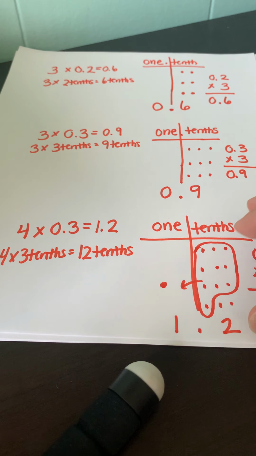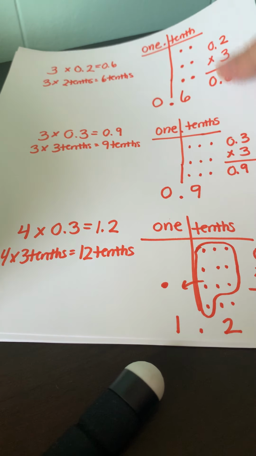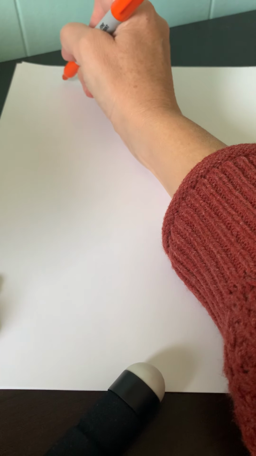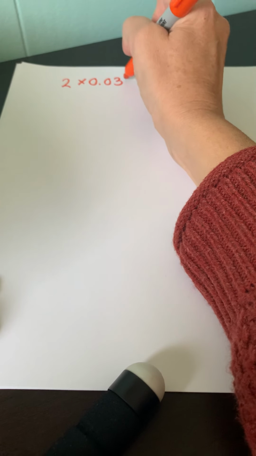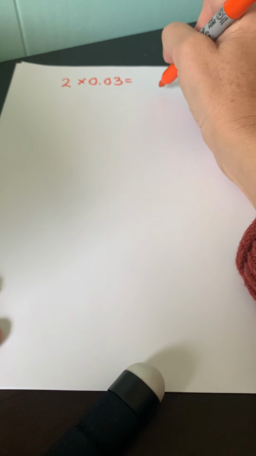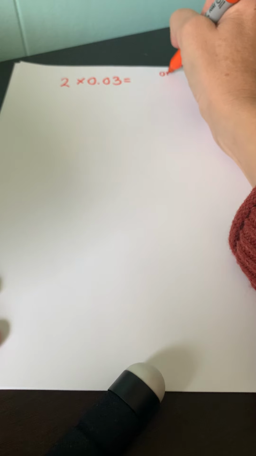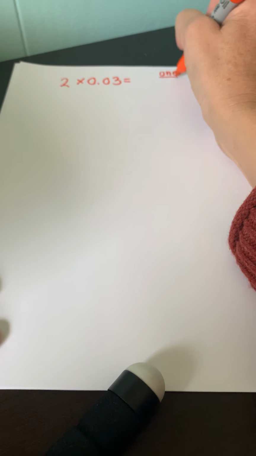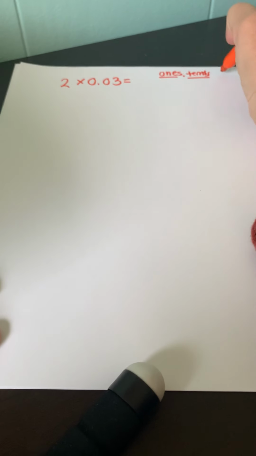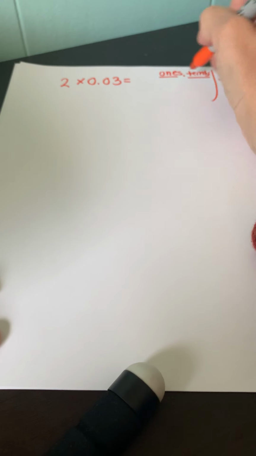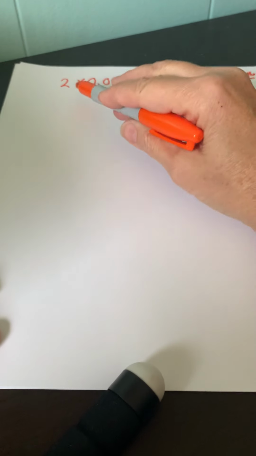All right, let's practice a couple more, and then I'm going to have you do some practice on your own. What if I didn't have tenths? What if I was doing a problem with hundredths? So on your paper, write down 2 times 3/100. For this one, when you set this up, you're going to need a place value chart that shows ones, tenths, hundredths. So I want you to draw 2 copies of 3/100 for me. Press play when you're ready.